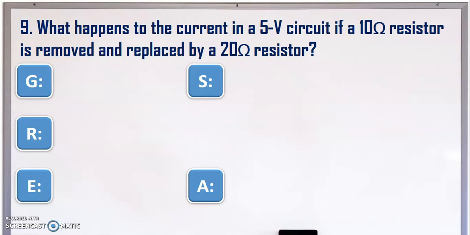Problem number 9. What happens to the current in a 5-volt circuit if a 10-ohm resistor is removed and replaced by a 20-ohm resistor? The givens in this problem are the value of the voltage, which is 5 volts, the initial resistance, which is 10 ohms, and the final resistance, which is 20 ohms. Since we are given two values of resistance, we have to compute for the initial and the final currents.